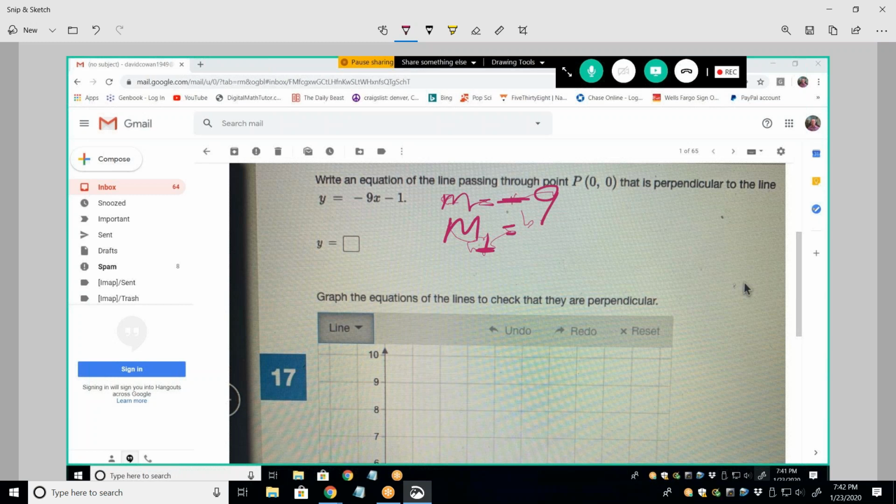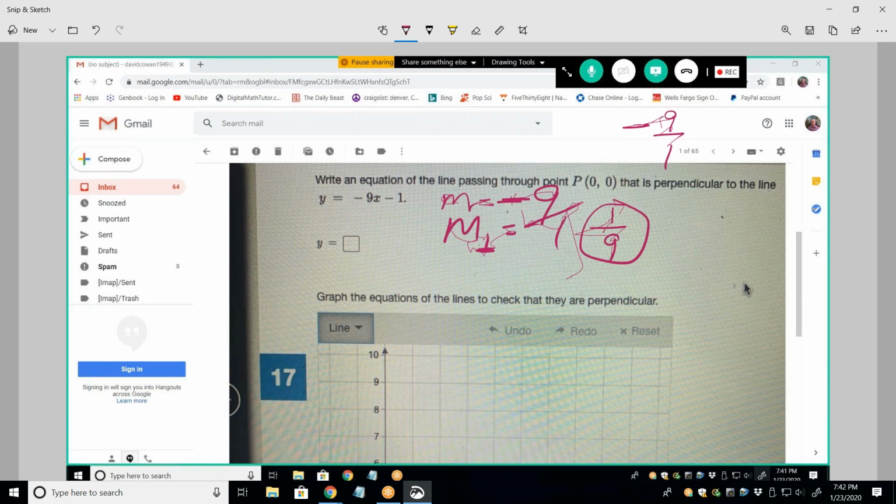In other words, 9 is actually 9 over 1, right? So what's the reciprocal of minus 9 over 1? Or what's the negative reciprocal? Remember, for the negative reciprocal you have to do two things: change the sign and flip that fraction. Yeah, so it'll be 1 over 9. That's the slope of the perpendicular right there.